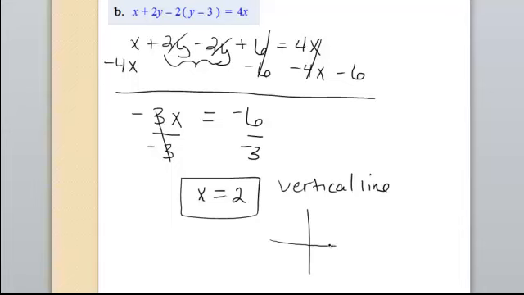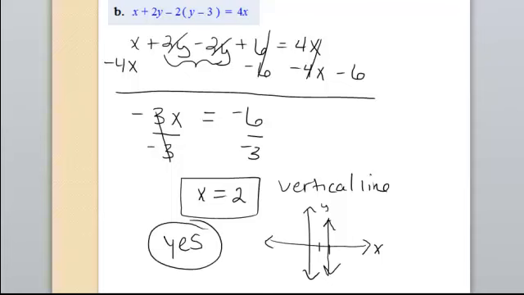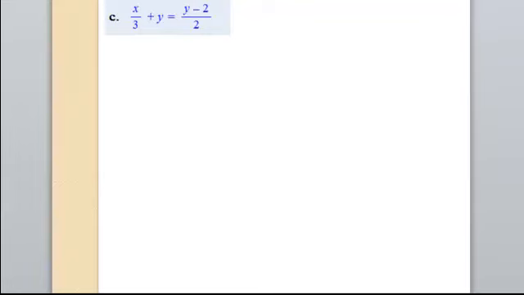If you were to graph this, pardon my ugly graph here, you would go to where x equals 2 and you would draw a vertical line. So yes, this one is definitely linear. Guess I should put yes on there, huh? Okay, how about the next one?